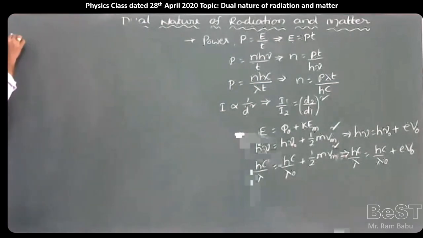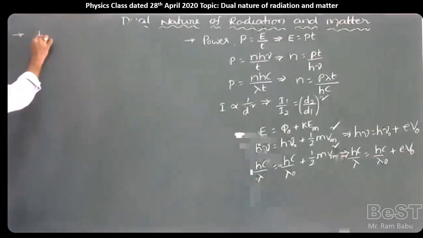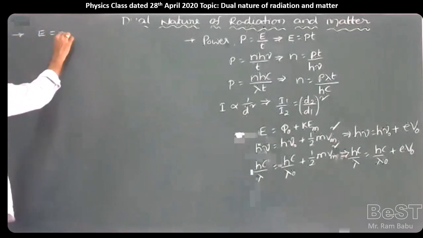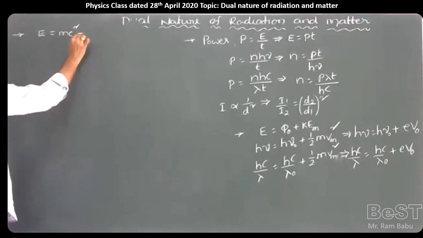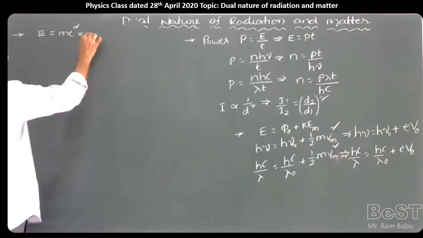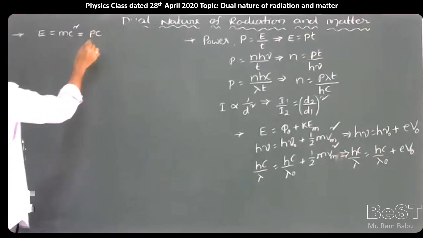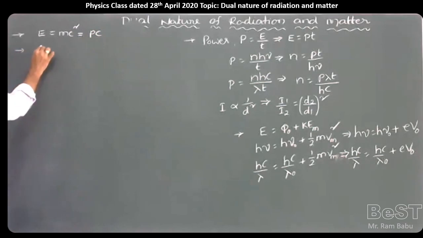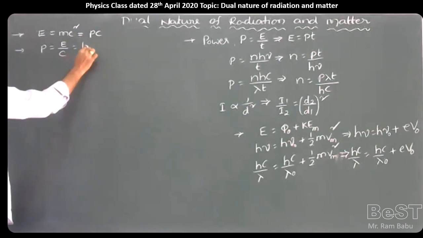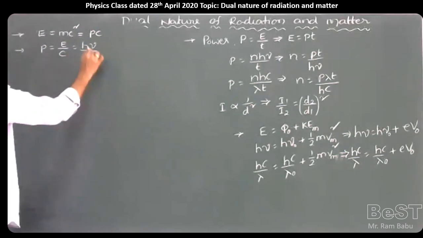And one more formula for energy: E is equal to mc square. That is equal to mc into c, we can write p into c. That implies the momentum of the photon, p is equal to E by c. That is h nu by c.